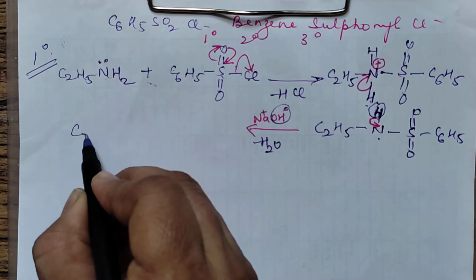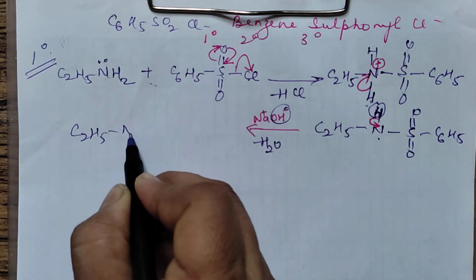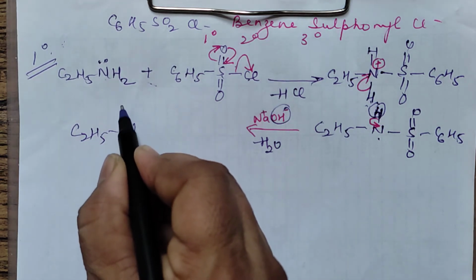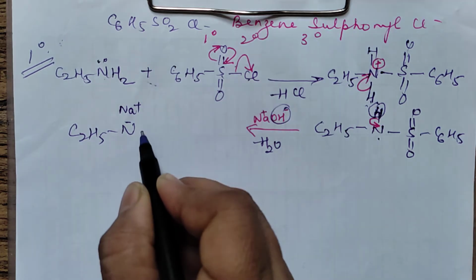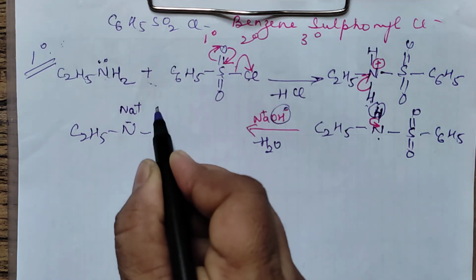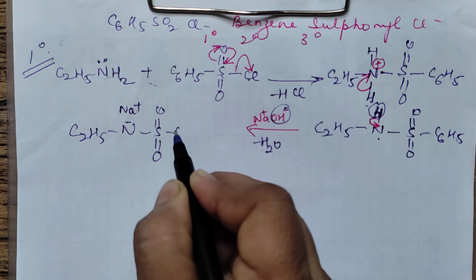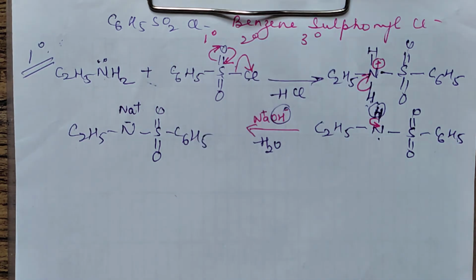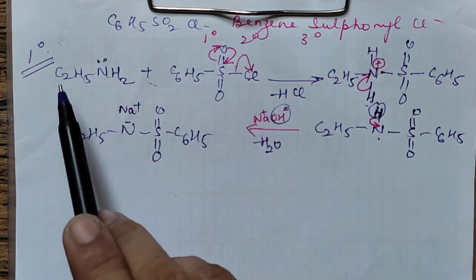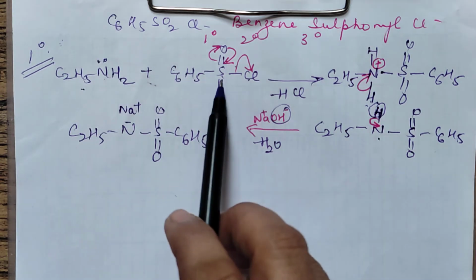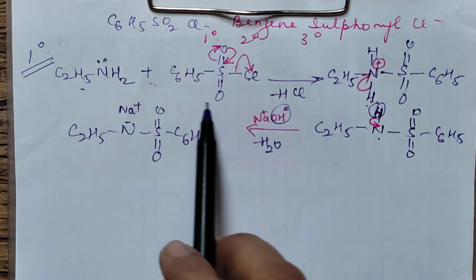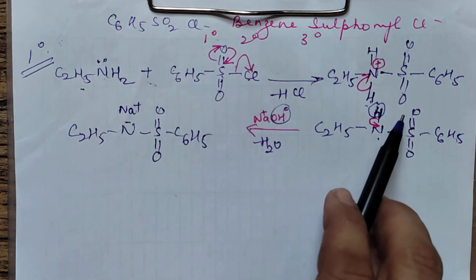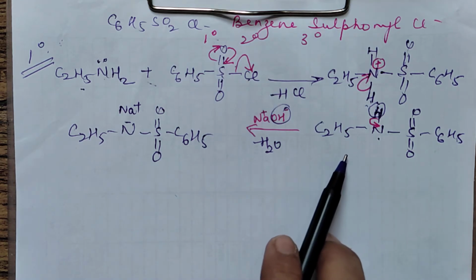So what you get is C2H5N minus, and on that Na plus will get attached. That means what you are getting is a salt. Right, so this is the product. In NCERT, how are they writing? If you use primary amine, you get a reaction with benzene sulfonyl chloride. You get the product. This is the product in the first case.